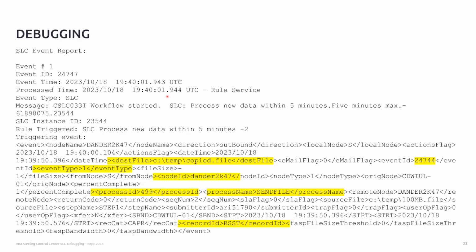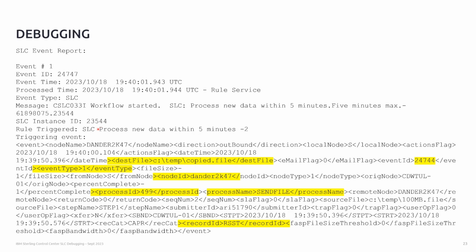So this is, as I said, the SLC event section of the report. So we're seeing an SLC event, and what was it? It's CSLC 033, which means the workflow started. And here's the name of the SLC. And remember, in the debug report, the name is the full name. So it's got the name of my SLC, the schedule associated with this instance of that SLC, and right here is the SLC instance ID, which is repeated right here.